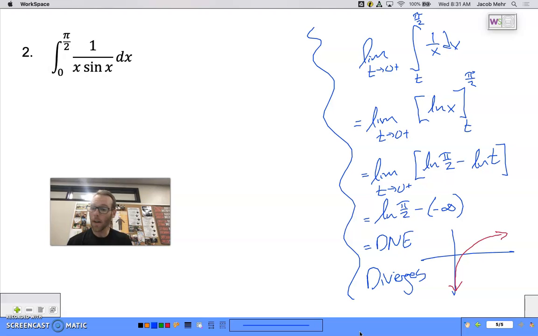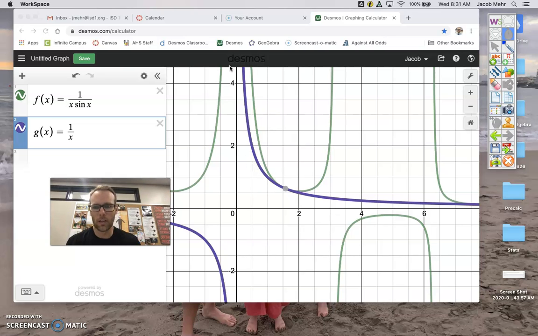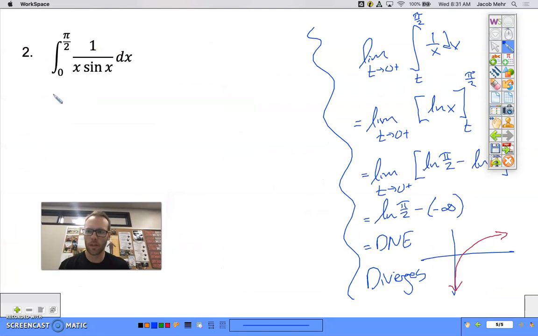diverges. So that's good news for us, because when we look back at our graph, if 1 over x diverges, then 1 over x sine of x also diverges because it's outside of a function that already diverges. That's good news for us. It tells us this one also diverges. So what are we going to say here? The integral from 0 to pi over 2 of 1 over x dx diverges.